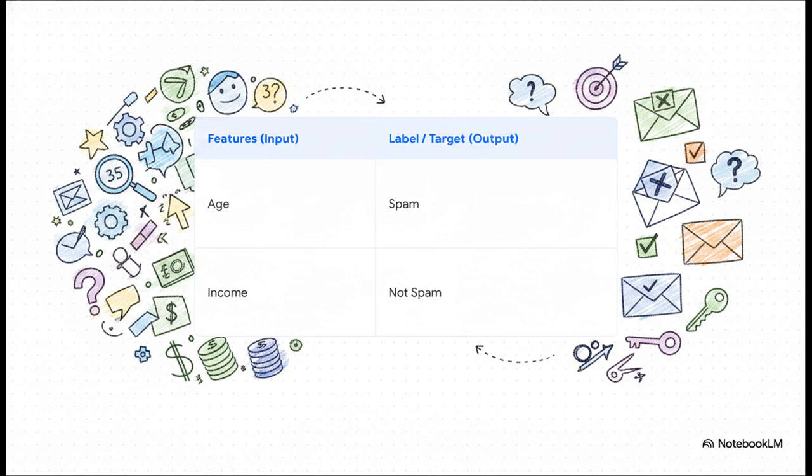The data is typically broken down into two main parts: features and labels. The features are the inputs, variables or attributes like a person's age, their income, or even the individual pixels in a photo. Think of features as the clues. Then on the right side, we have the label, sometimes called the target. This is the output the model is trying to predict, like whether an email is spam or not spam. It's the answer key. The model basically uses the features to try and guess the label.